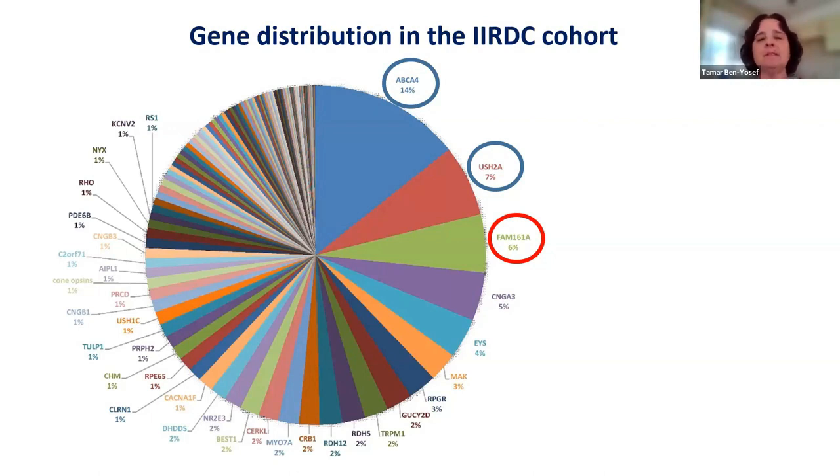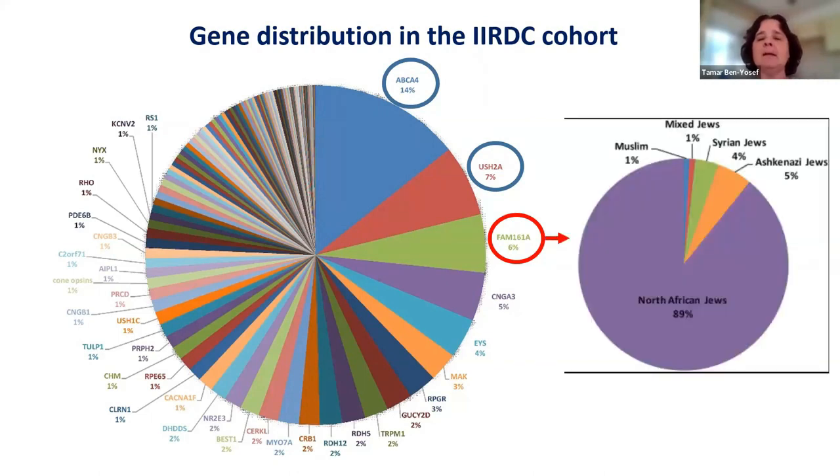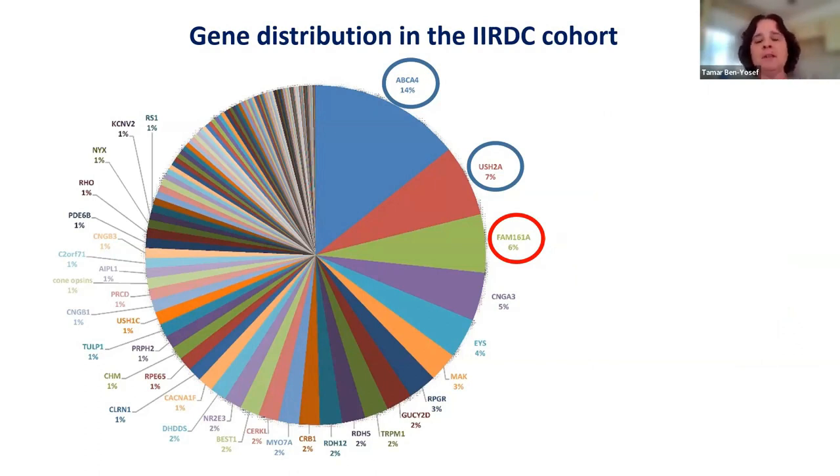The reason for this gene being so highly represented in our cohort is that when we look at the patients with mutations in this gene, we see that almost 90% of them are of North African Jewish descent. In this ethnic group, there are two common founder mutations in this gene, which make it so common in our population. You will hear more about it from Eyal Banin and Dror Sharon. As for the fourth position, we find the CNGA3 gene, which accounts for 5% of our patients.